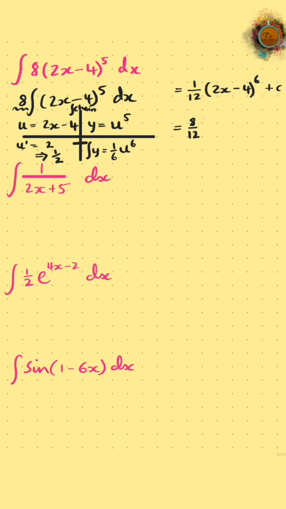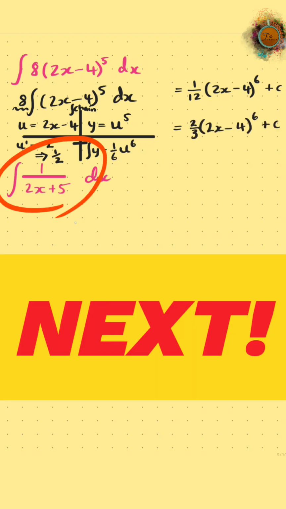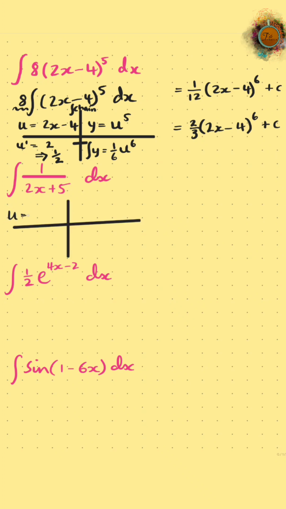And before we carry on, let's simplify this. So that's divided by 4 is going to be 2 over 3. 1 over 2x plus 5. Hopefully you realized it was 2x plus 5. And then the overall is something like 1 over u. U dashed is 2, but we don't want that. We want 1 over 2.